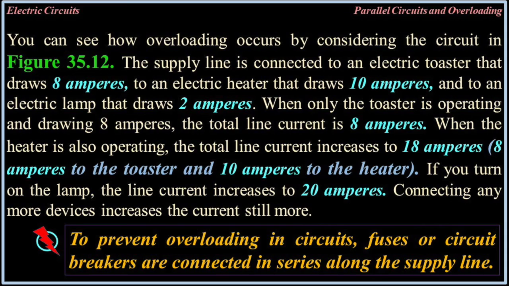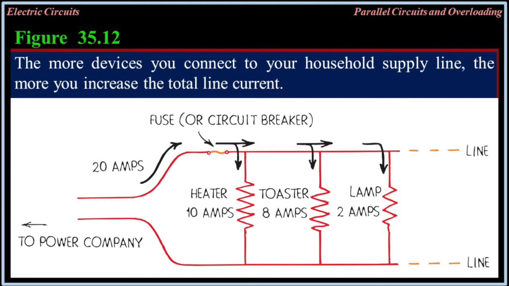You can see how overloading occurs by considering the circuit in figure 35-12. The supply line is connected to an electric toaster that draws 8 amps, to an electric heater that draws 10 amps, and to an electric lamp that draws 2 amps. When only the toaster is operating and draws 8 amps, the total line current is 8 amps. When the heater is also operating, the total line current increases to 18 amps.